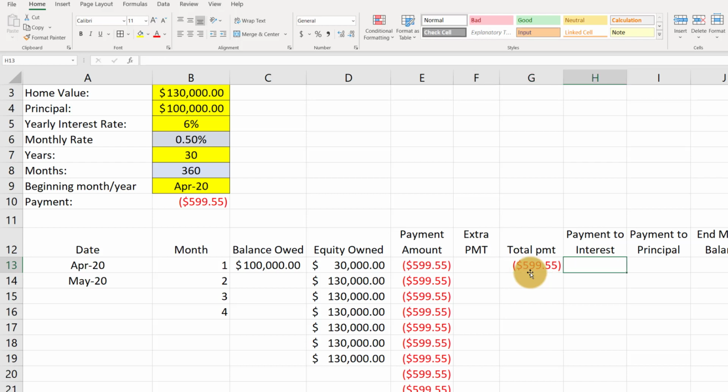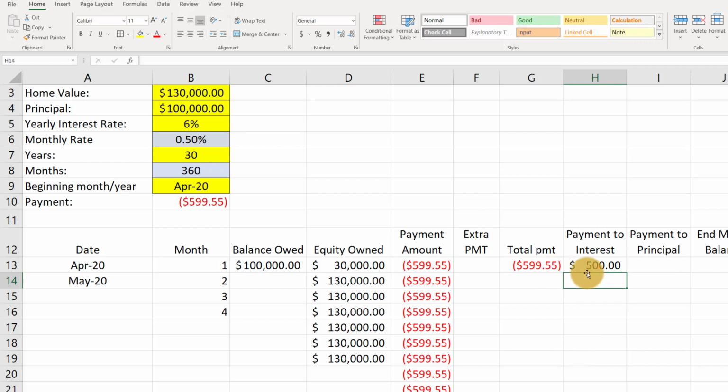What we want to know is how much of this payment goes toward interest in a given month. Here's the way to calculate your interest in a particular month. It's going to be equals, since we're doing a formula, the balance owed, $100,000, times that monthly interest rate, 0.5%. Now, since in this calculation we want it to always look at this place in the spreadsheet, B6, to find that 0.5, let's put the dollar signs on it.